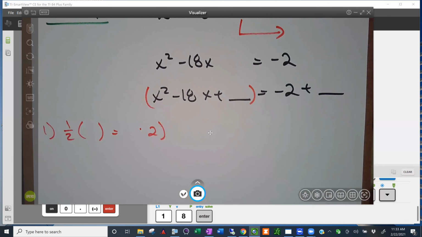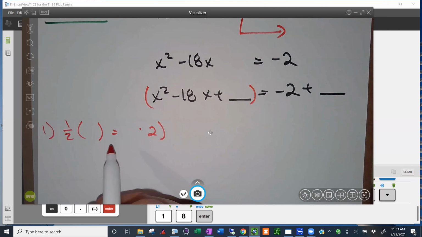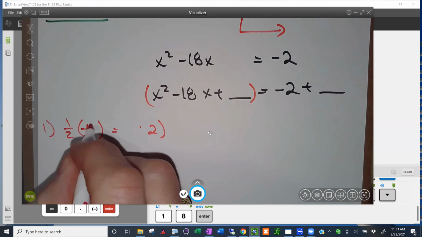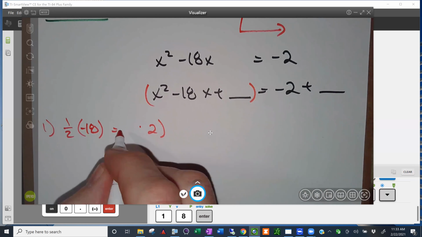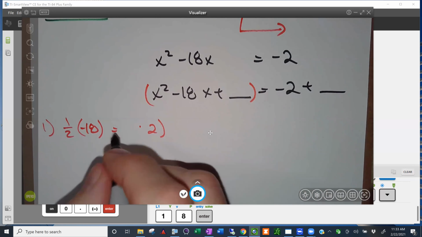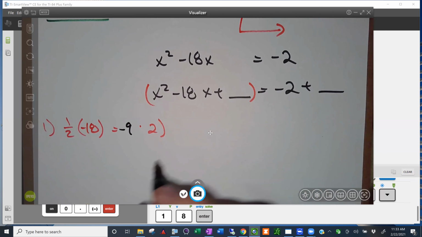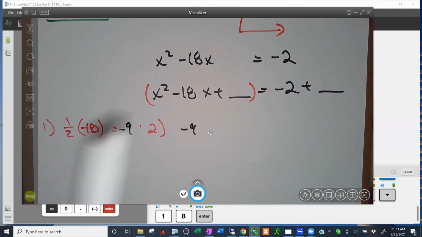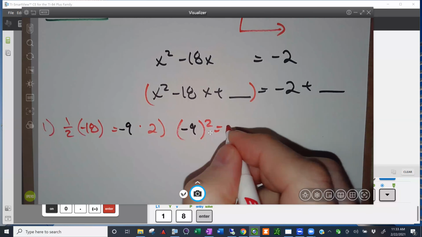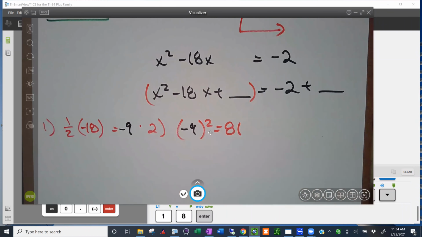No takers? 36. You're probably in the right direction. The negative 18. So half of that would be what? Negative 9. And what do I do with that negative 9? You square it. 81. Good. Negative 9 squared is 81.